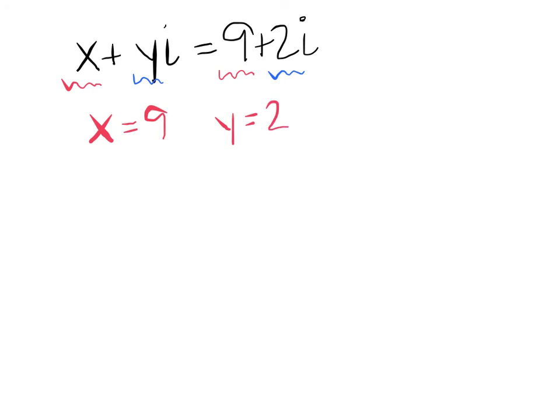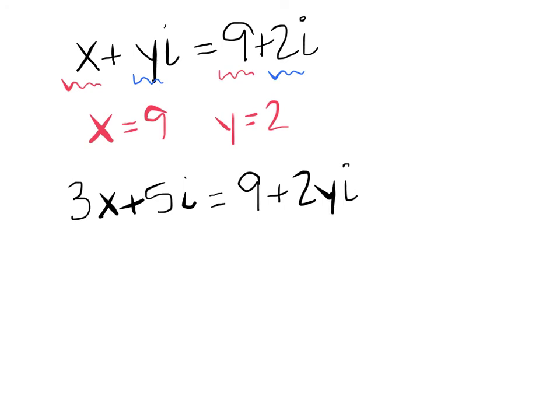Well, let's look at one that's not quite as silly. Let's look at 3x plus 5i equals 9 plus 2yi. So the real component of the first one is 3x. That's what doesn't have the i. And the real component of the second one is 9. So I know that 3x equals 9. Solve. And we found x. x equals 3.